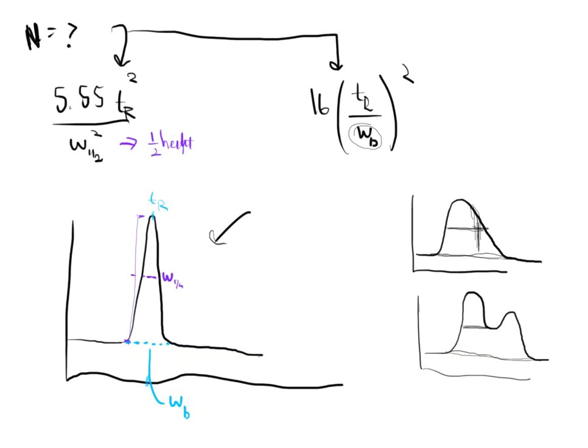Those two equations, I would need to know how to solve and how to use. This one's pretty simple. You take the retention time and you square it. Then you multiply that by 5.55. And then you divide that product by the width half squared. You don't do anything with the 1/2. That just represents half height. You don't do half of an exponent or anything weird like that. You just take the width at the half height and then you square that number.